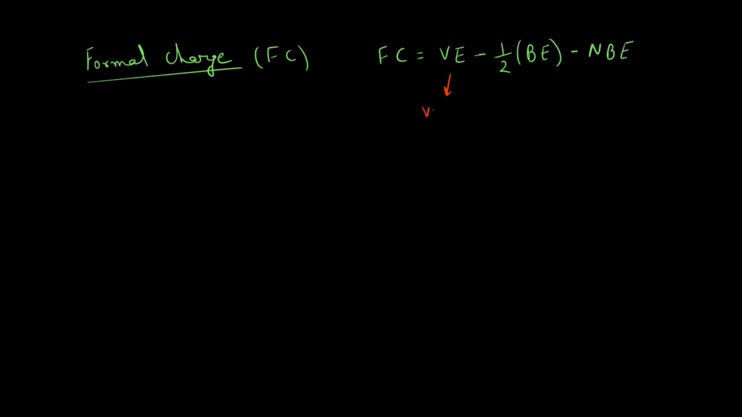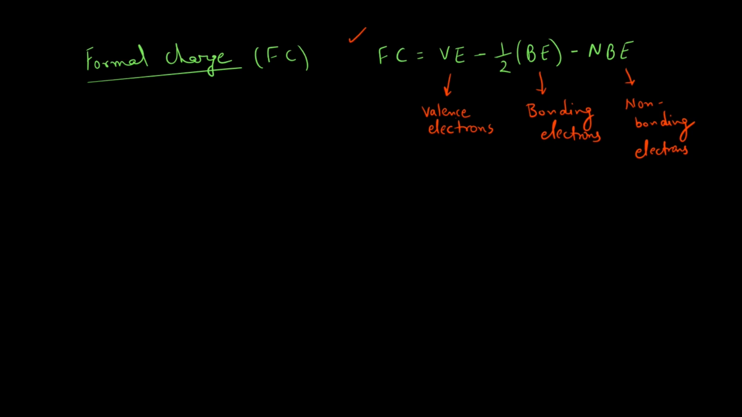VE is the number of valence electrons, BE is the number of bonding electrons, and NBE is the number of non-bonding electrons. Using this formula we will find the formal charge on each atom in the Lewis structure.